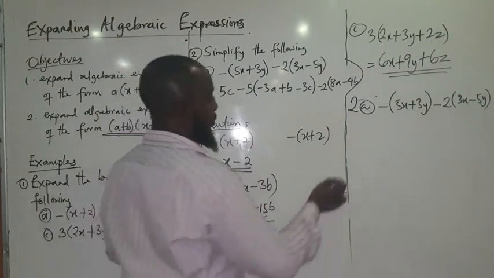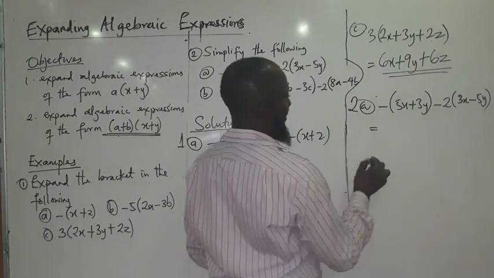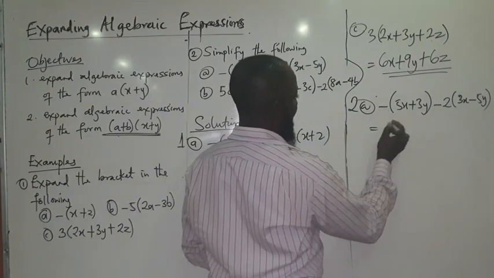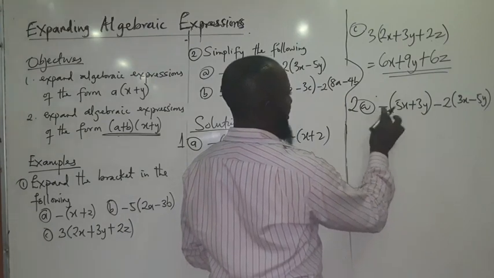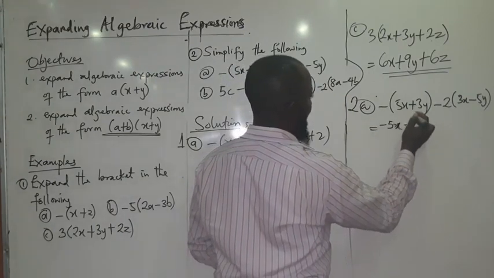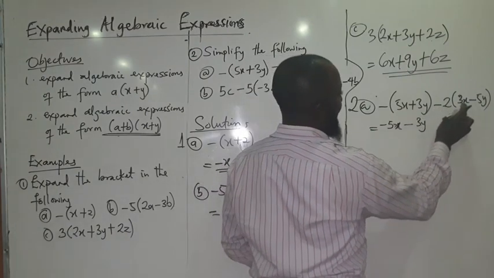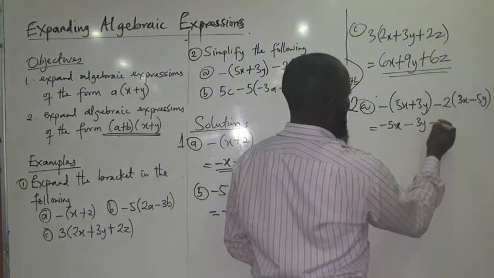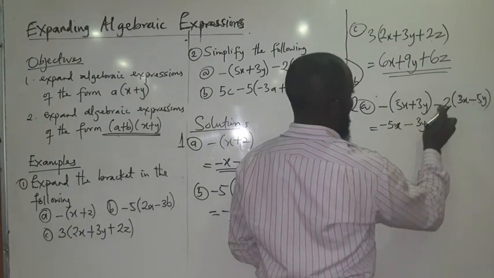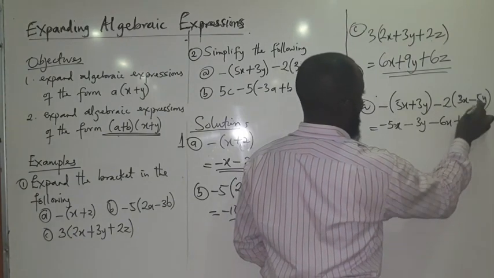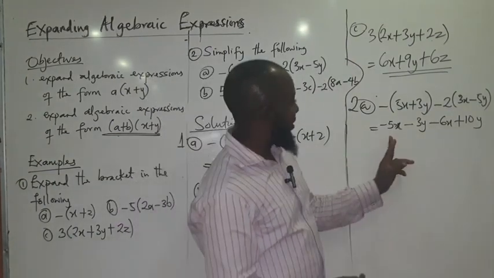That's what it means. So to do this, we use the minus to open this bracket. Minus times 5x gives us minus 5x, right? Then minus times plus will give us minus 3y. Then minus 2 times 3x is minus 6x. Minus 2 times minus 5y: minus times minus is plus, 2 times 5 is 10, then y. So you notice that we have x, we also have y.